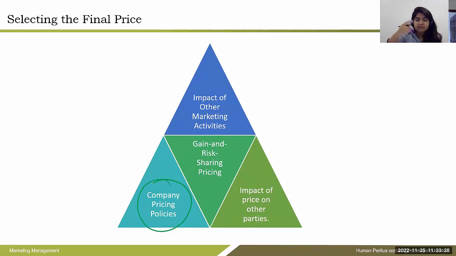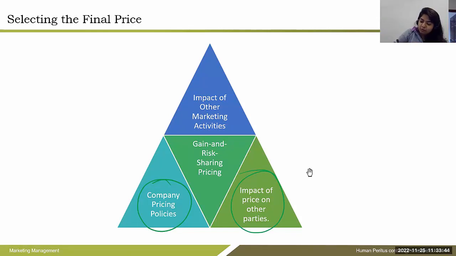Are you a not-for-profit organization or a profit organization? Have you written in your company policies that you can charge extra for every additional service or no? If you've not written, people can file a legal case against you. So all these things. Now, impact of price on other parties.